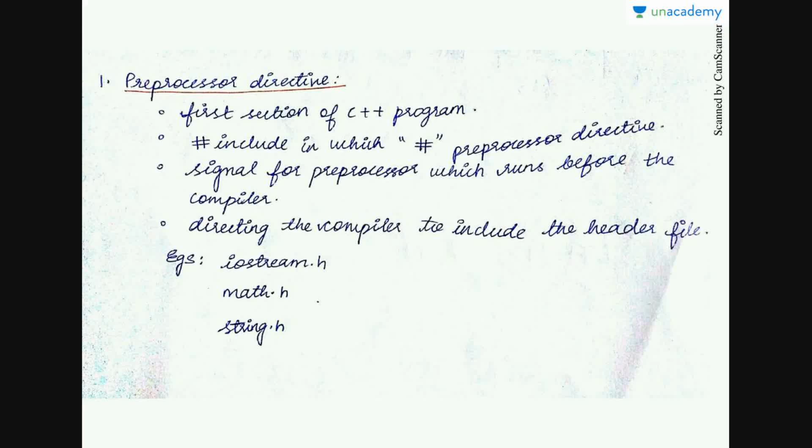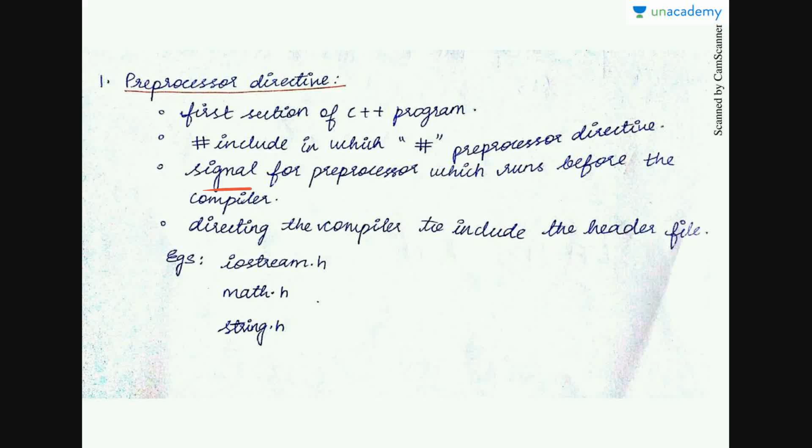Let us go to the preprocessor directive. What is a preprocessor directive? It is the first section of a C++ program, and it is compulsory in a C++ program. It starts with something like #include, in which # is called the preprocessor directive. And then why do you need to include? Include is like we tell the preprocessor that we have to include those files. If we use certain functions in a program, we tell the preprocessor to include that file, so that the function is already defined in it. Directly we can't use them.